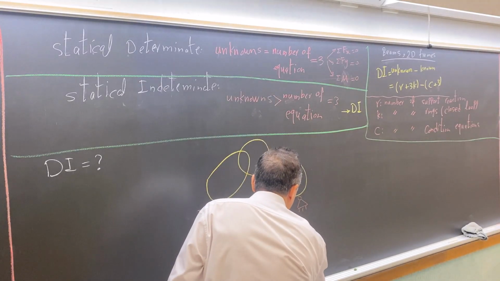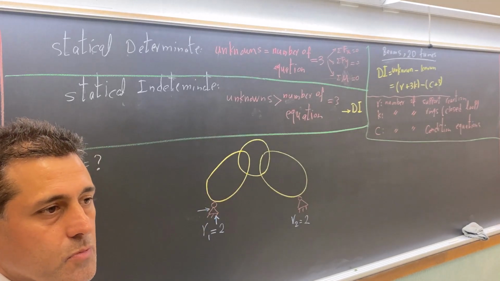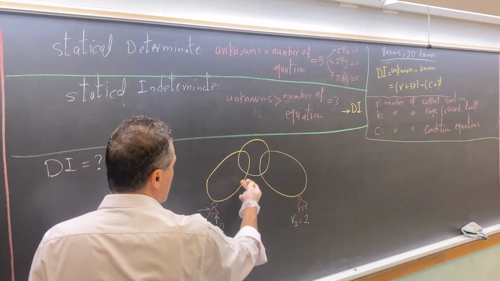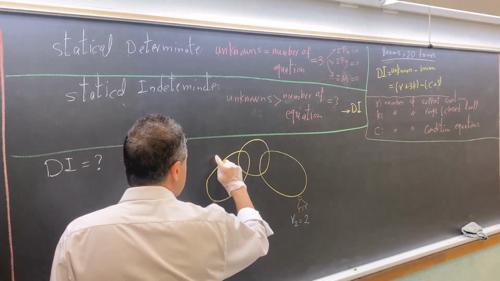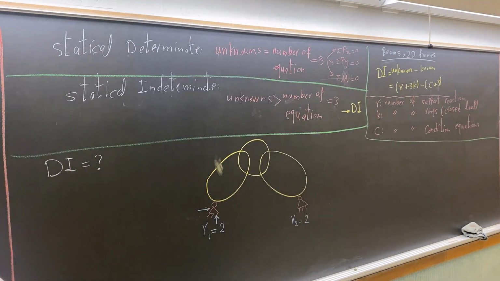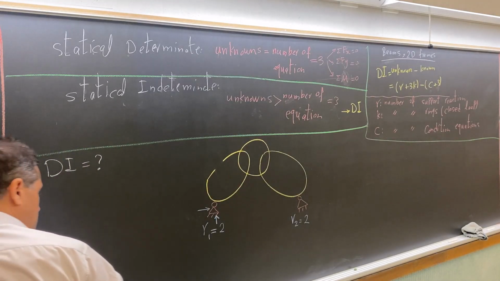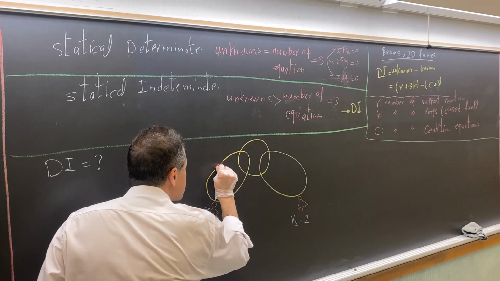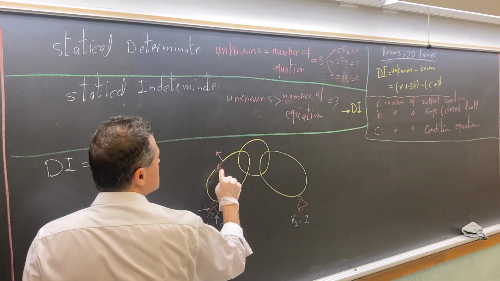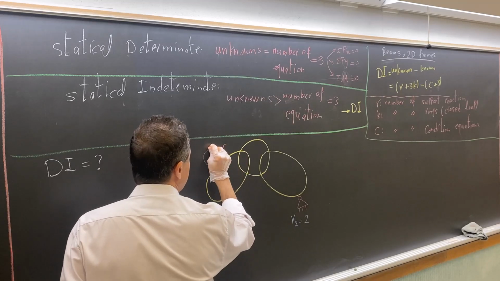The other support is also a pin support, so we have 2 unknown reactions. When it comes to the closed loop or ring, wherever you cut your ring, just cut it. You have a reaction in this direction and a reaction in this direction. So this is the normal reaction, this is the shear reaction, and you have a moment.